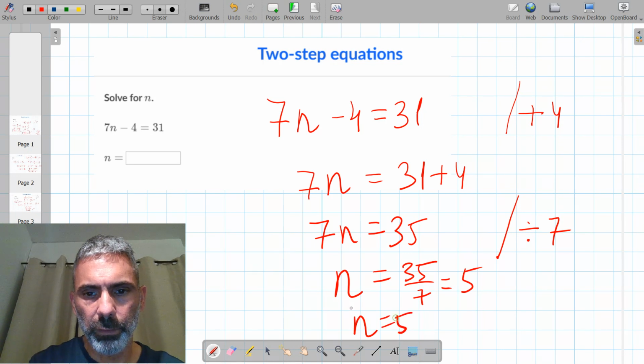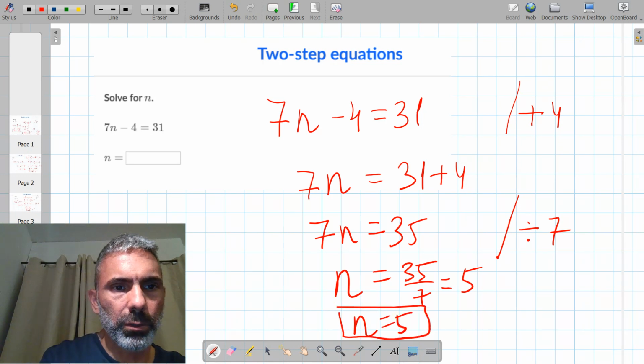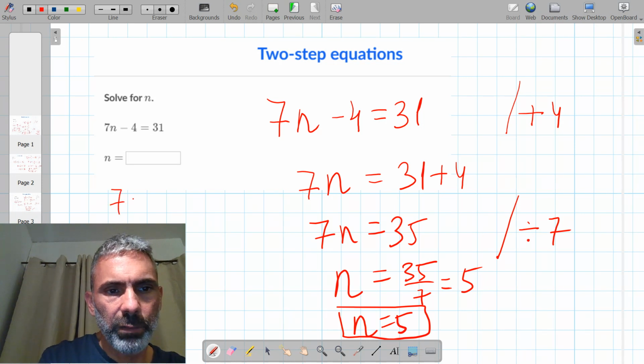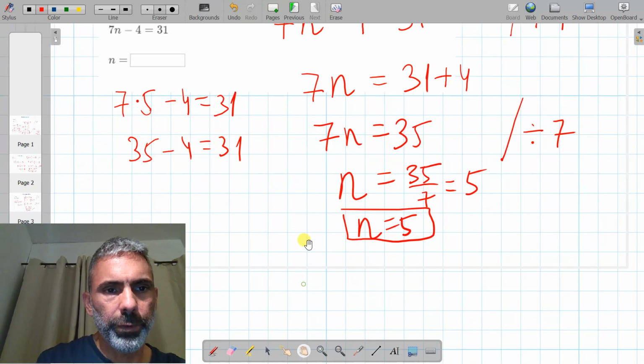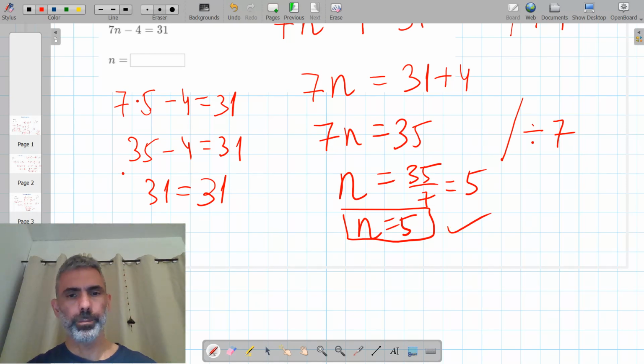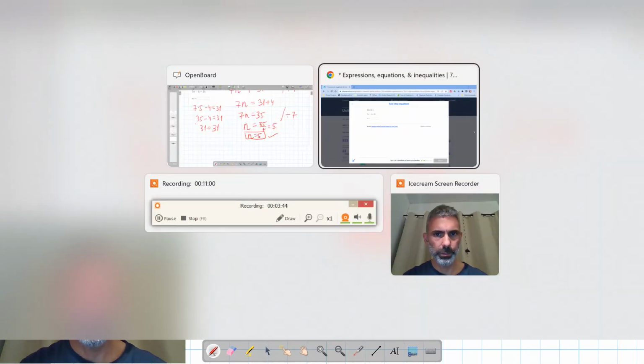So n equals 5. Now to verify that this result is correct, I will plug the result into the original equation, which means 7 times 5, instead of n I'm writing the result 5, minus 4 equals 31. So 35 minus 4 is 31, and it's indeed equal to 31. So this means that n equals 5 is the correct answer.